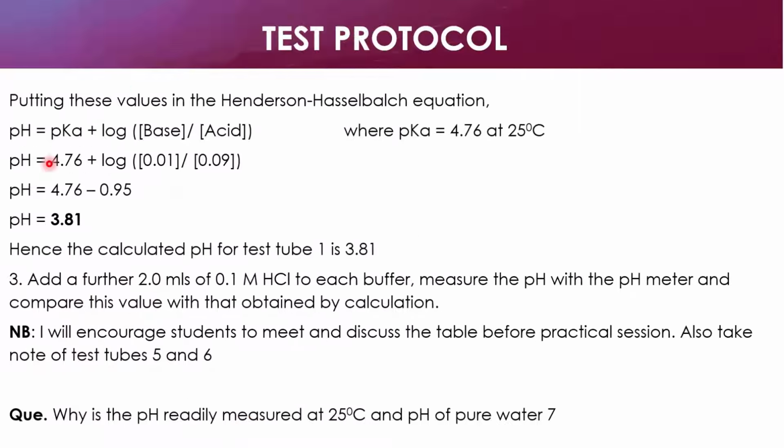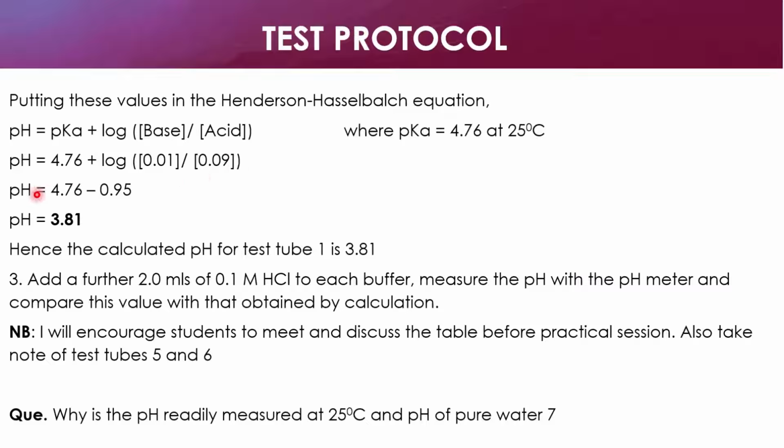So putting these values in the Henderson-Hasselbalch equation, we have pH equals pKa plus log of the concentration of the base over the acid, where our pKa is given as 4.76 at 25 degrees Celsius. So we will have pH equals 4.76 plus log of 0.01 molar, which happens to be the new concentration of the base in test tube 1, divided by 0.09, which also happens to be the new concentration of the acid in test tube 1.